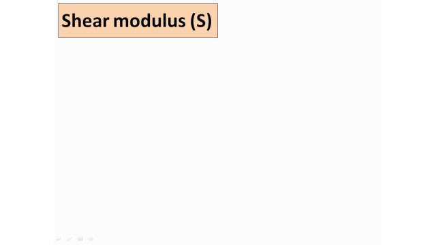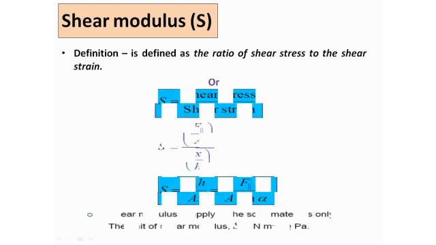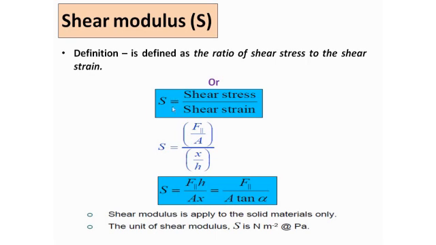The next concept is the shear modulus. Similarly, the shear modulus can be defined simply as the ratio of the shear stress to the shear strain. It is designated with S. So S is equal to shear stress divided by shear strain. The shear stress is defined as the parallel force F by A, divided by x by h, which is the shear strain. So S, after rearranging, is equal to F h by A x.